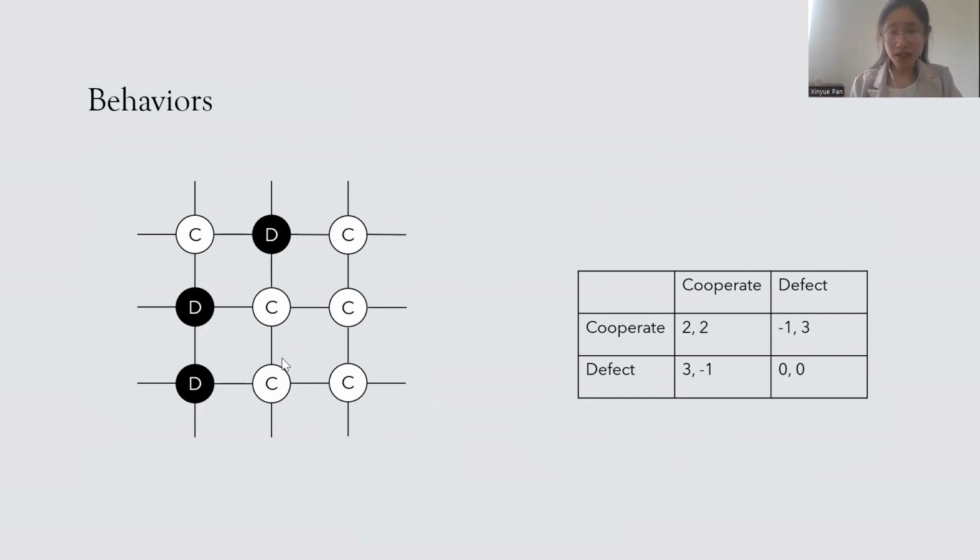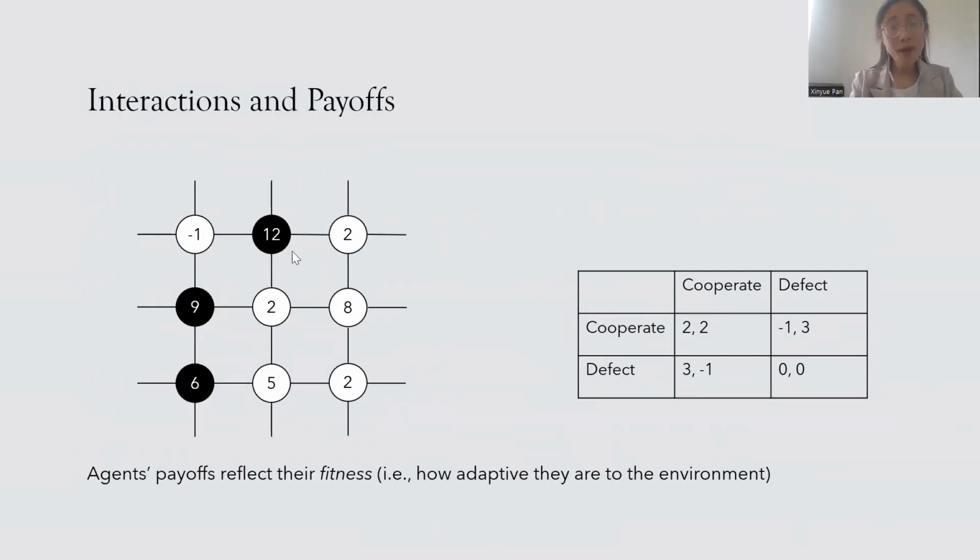If you have a network, then you just let people in this population interact with their neighbors on the network. If you don't have a network, you can create your own rules of who should interact with whom. And after all of them interact based on such a game, they will get payoffs as shown in this picture. And agents' payoffs reflect their fitness, or how adaptive they are to the environment. If you have a higher payoff through social interactions, that means your behavior may be beneficial for your survival. So this is what we call evolutionary fitness.